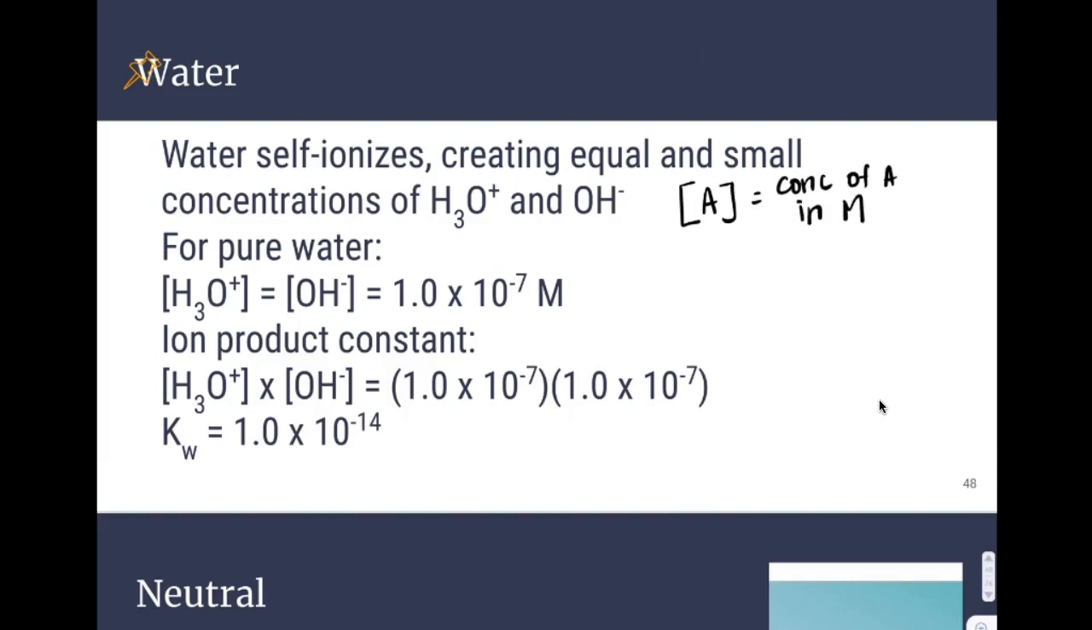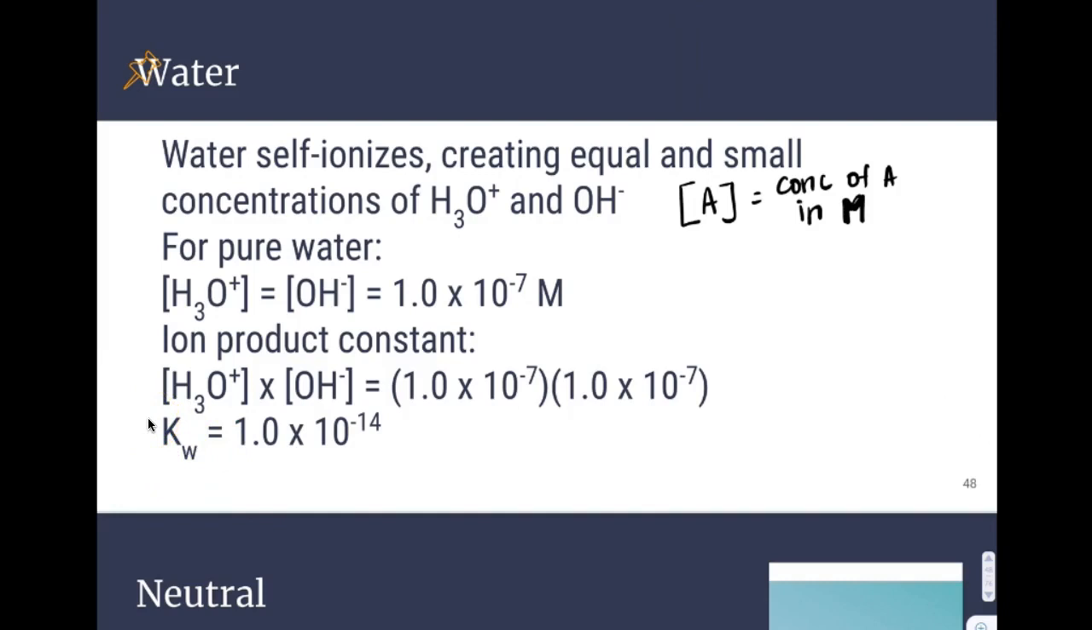And the unit is the molarity. So the concentration in molarity is what these brackets mean. It's just a shorthand for saying concentration. So the amount of hydronium, which is also the same as the amount of hydrogen ion, is equal to the amount of hydroxide when water is pure, and this number turns out to be 10 to the negative 7. Which means that if I have these two multiplied together, I get this constant.